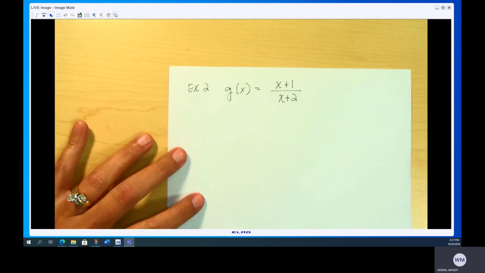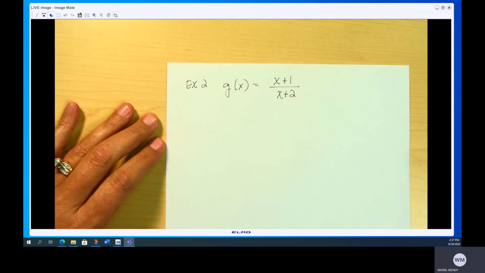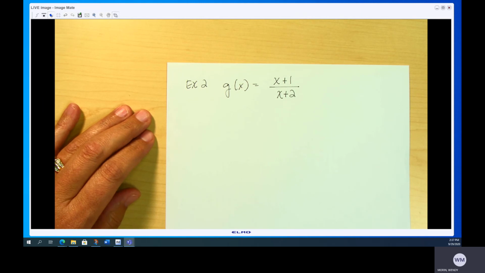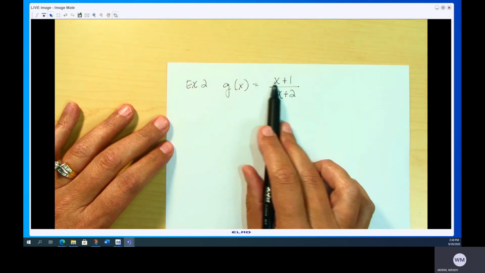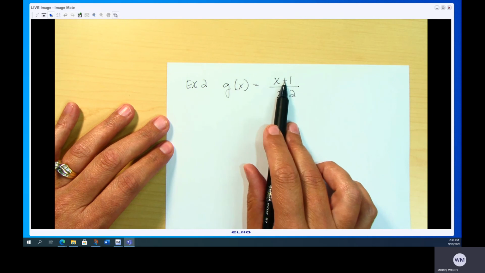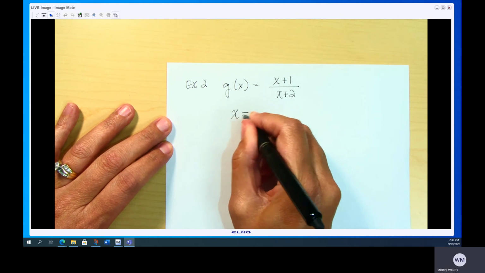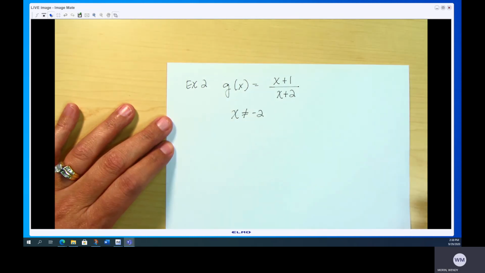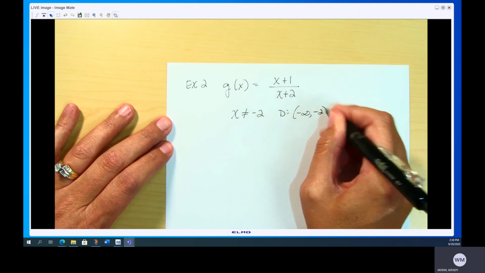Okay, so for this assignment, you're going to find the domain, the range, and the y-intercept, and it will say, and the zeros, which you should know is the x-intercepts. So let's talk about the domain. The domain is anything that x cannot equal. This does not cause any problems. We can divide into 0. We cannot divide by 0. So x cannot equal -2. So our domain is going to be all reals except -2.